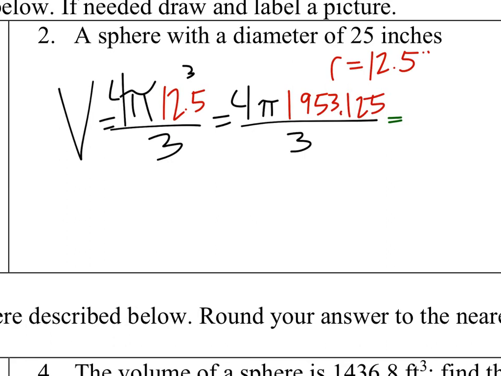Alright, so let me plug this into my calculator. I'm going to multiply that by 4 and pi, and then I'll divide that by 3. And my final volume on this one, pretty big, 81.2. And this is in inches cubed.